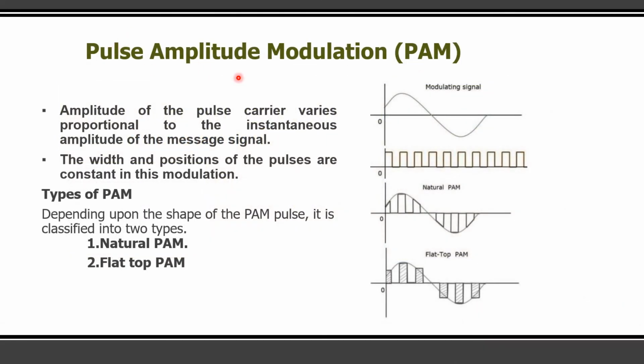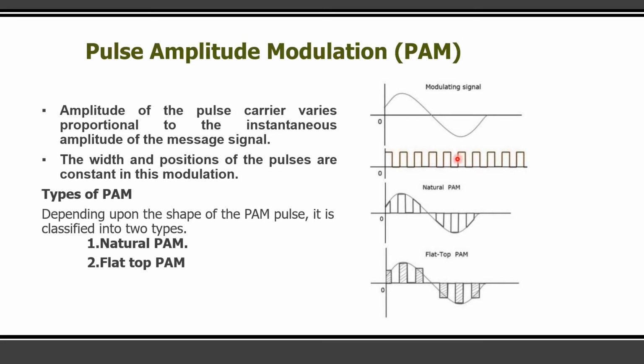In pulse amplitude modulation, the amplitude of the pulse is varied with respect to the instantaneous amplitude of the message signal. The first signal represents the message signal, and the second one is the carrier signal. In this carrier signal we are using a square wave or pulsed signal. So the pulsed signal acts as the carrier signal. Generally in amplitude modulation, the sine wave acts as the carrier signal.